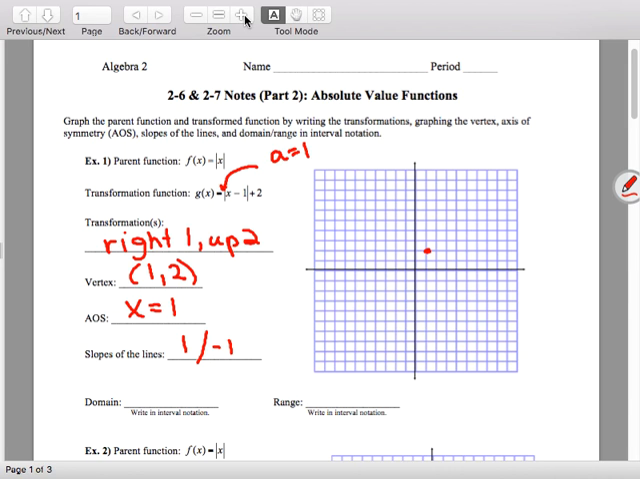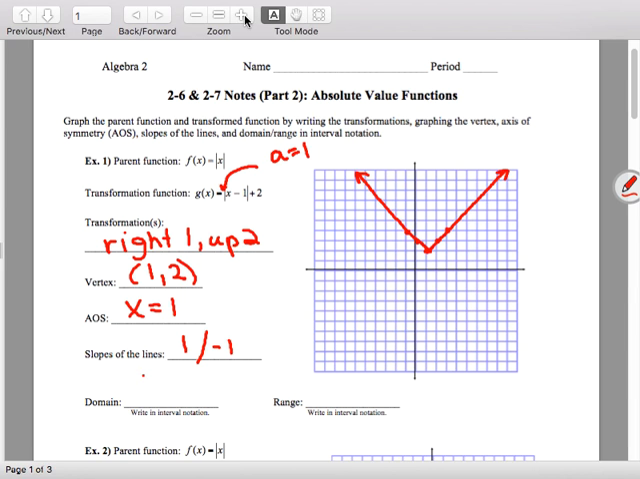Does this one open up or down? Up. Okay, it opens up because the a value, even though I don't see a number, it is implied to be 1. So I'm going to go up 1, right 1, up 1, right 1. Do at least 2 points on each side. Then you go up 1, left 1, up 1, left 1. Please fill the grid. Okay, go till it touches. Don't make a teeny tiny V.